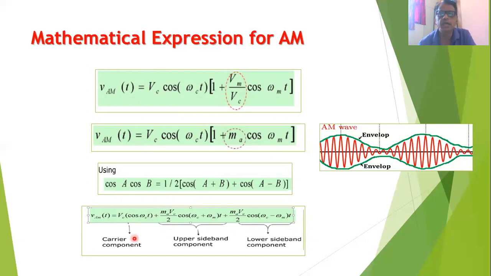This is being called the carrier component. In the second term, I will get m_a V_c by 2 cos of (omega_c plus omega_m) t. This term is being called the upper sideband. And another term that I will get is m_a V_c by 2 into cos of (omega_c minus omega_m) t. And this is being called the lower sideband. So there are three terms present in the equation for the amplitude modulated voltage.